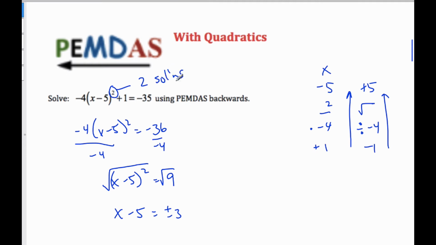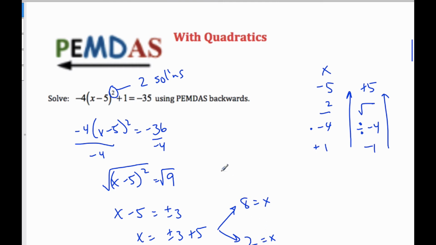Now that's not a 100% rule, but that's a pretty common scenario. And so then finally, I've square rooted, I'm going to then just add 5. So it's going to be plus or minus 3, add 5. Well, that means there's two solutions here. Plus 3 plus 5, which is 8. -3 plus 5, which is 2. And so I have two different values for x.